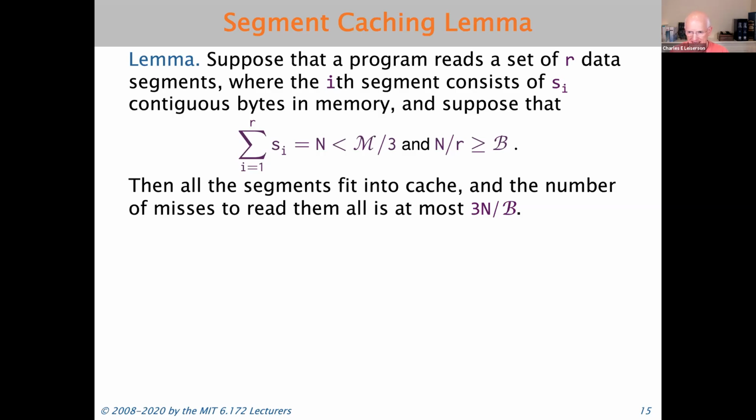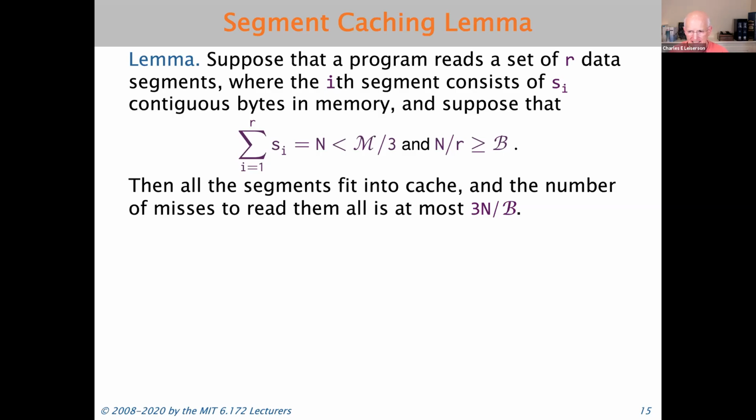To read n different bytes might take you more if they happen to be all on different cache lines, but the best you can do is squeeze them into n over B cache blocks, I should say, not cache lines. Caught myself there. So the segment caching lemma says that you incur at most 3 times more than the minimum possible.